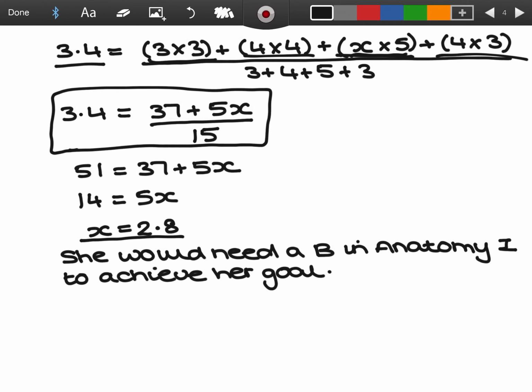Now again, we are not dealing with decimals in this example. We are only saying that each grade is worth a whole number. So in this case, if she would have gotten X is equal to 2, which was a C grade, it is not enough to get to her 3.4 GPA. We already knew that because that is what it told us at the start. But if X was equal to 3, we know if she got a B that it would be high enough to tip her over to at least a 3.4 GPA. So what she really needed in Anatomy 1 was a B to ensure that she had a 3.4 GPA that semester.